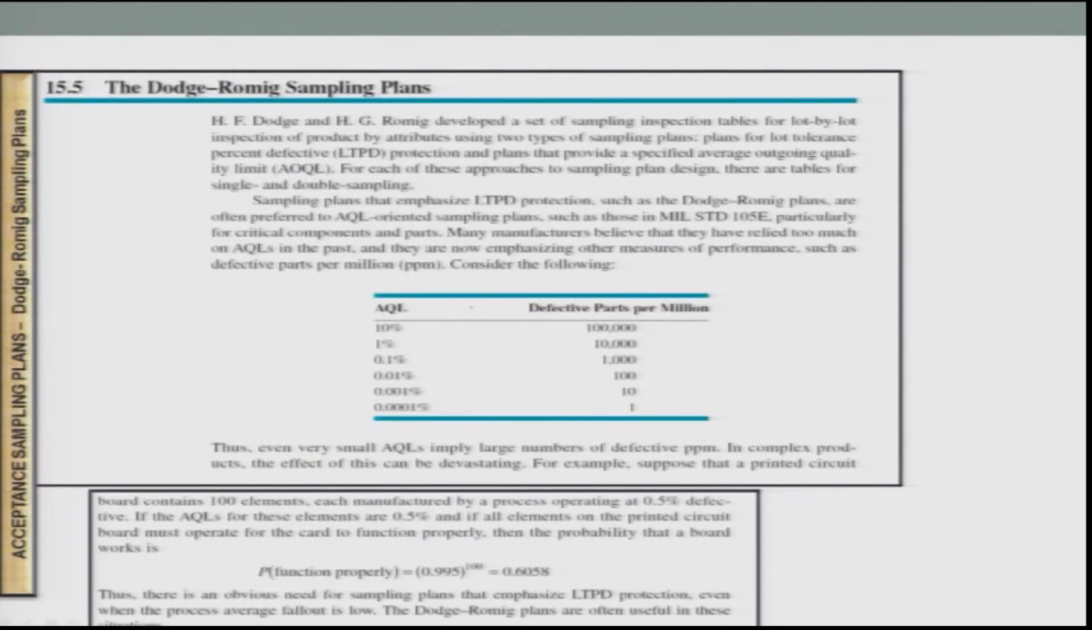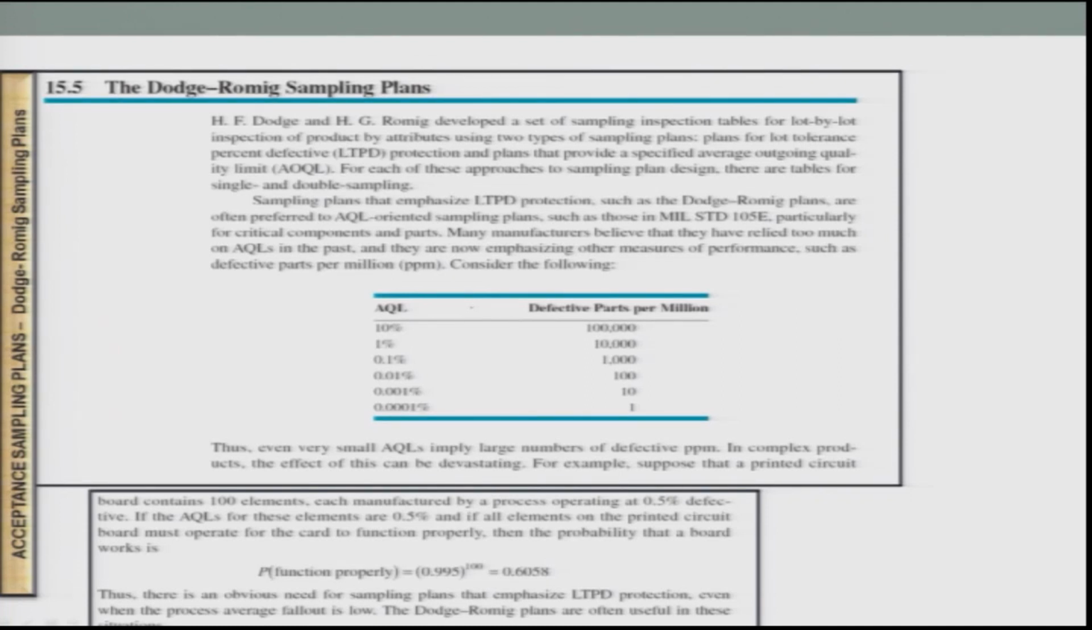So, now you have the Dodge-Romig sampling plan. Dodge and Romig developed a set of sampling plan inspections by lot inspections of products by attributes, that is the characteristics, using two types of sampling plans: plans for lot tolerance, which is LTPD, the concept of the OC curves which you considered, and the AQL or AOQL levels. For each of these approaches to sampling plan design, there are tables for single and double sampling. Obviously, the concepts of acceptance sampling which we considered were single sampling, double sampling and multiple sampling.